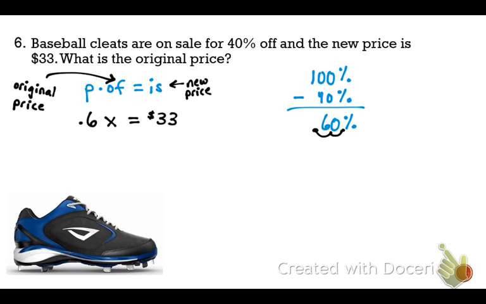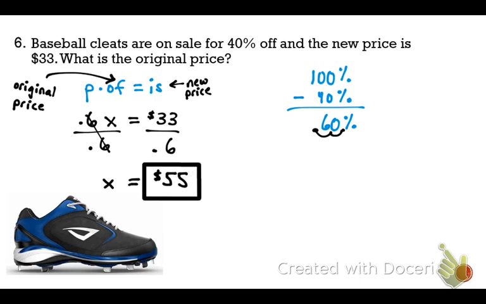Now we have a problem that we are used to. I want to get the X by itself. How do I get rid of multiply by 0.6? Divide by 0.6 on both sides. Okay, very good. So now we can see the original price was $55. If you go back through and you just kind of reread it, you see they were 40% off. The new price is $33. We want to figure out the original price before the discount. So it makes sense that the original price should be bigger than the $33 it told us in the original problem.